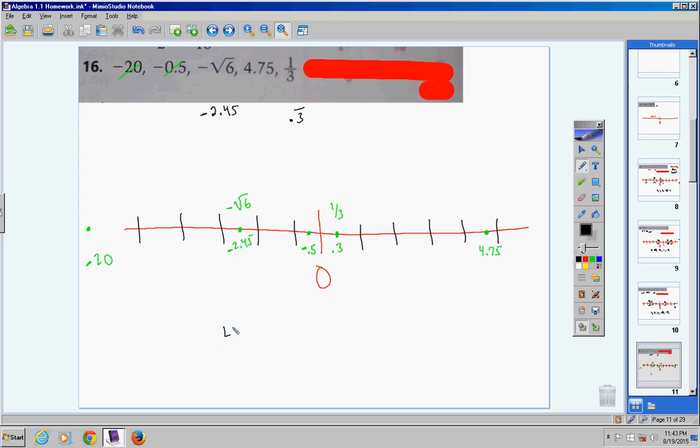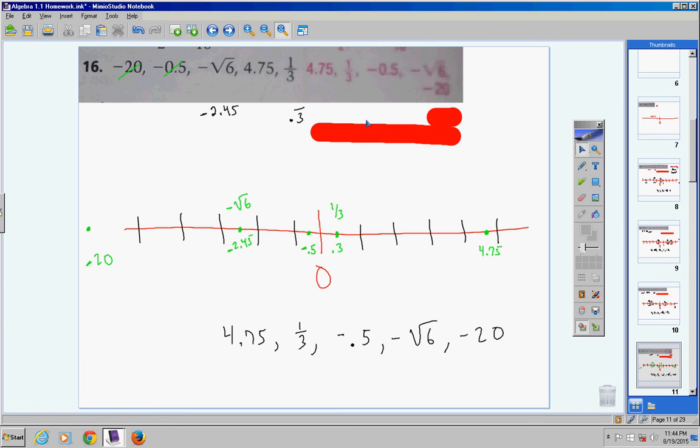So here we go, starting from the right. My largest number is 4.75. Then my next number is 1/3. And then negative 0.5. And then negative square root of 6. And then negative 20. Let's check and make sure that's accurate. And it looks pretty good.